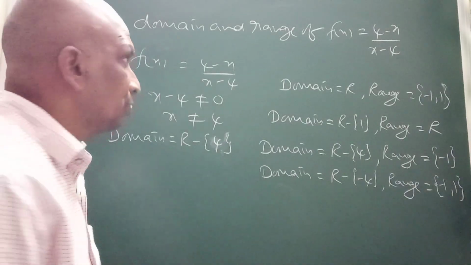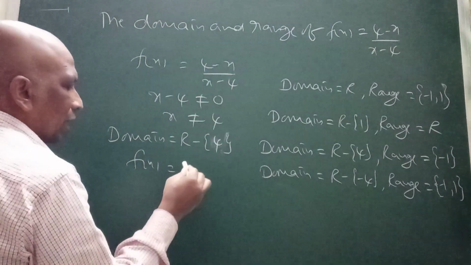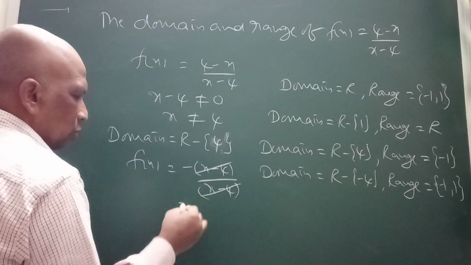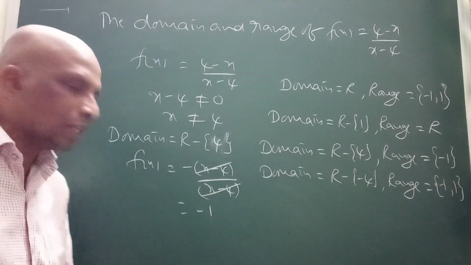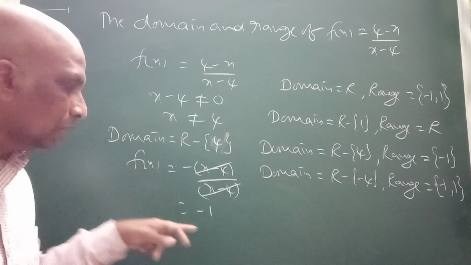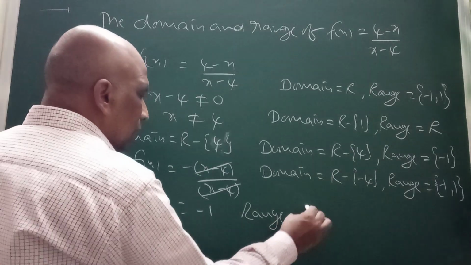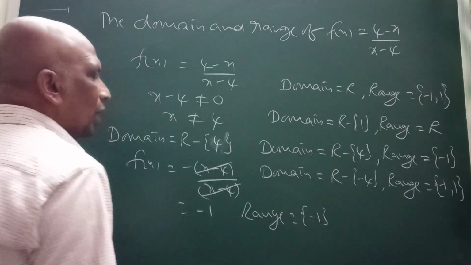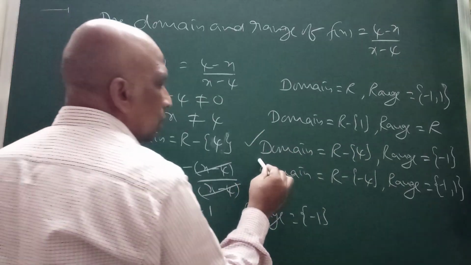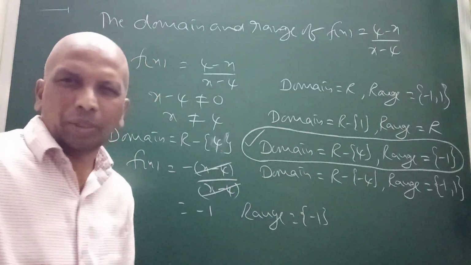When they are talking about range, you can observe here f of x is equal to, taking minus common, (x minus 4) by (x minus 4), so it gives minus 1. Whatever the value of x, we get output minus 1. You take anything as input in the place of x, the output is minus 1. So your range is the singleton minus 1. So your answer is, domain is this, range is this one. So third option, right? That will be your answer.